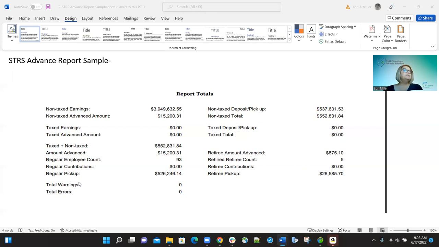Keep in mind, the only field that is non-modifiable during STRS Advance: when the district is actually in advance, the STRS Advance flag that is on the compensation record is not modifiable. All other fields are modifiable during the advance period.